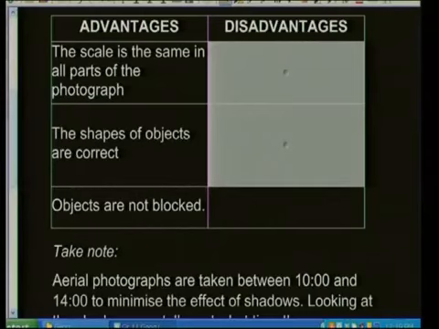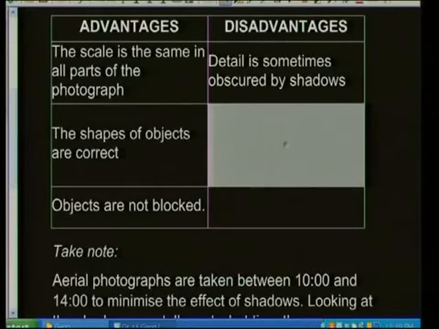And objects are not blocked. Again, taking the time period of 10 to 2 o'clock, the objects are not blocked because you're taking it from above, which makes it easier to see the objects. Some of the disadvantages: detail sometimes is obscured by shadows. For instance, if you're taking it a bit later, you may just get a shadow on the area, and therefore you may not see certain details. You may get a rough sort of picture of the place, but not see the place.